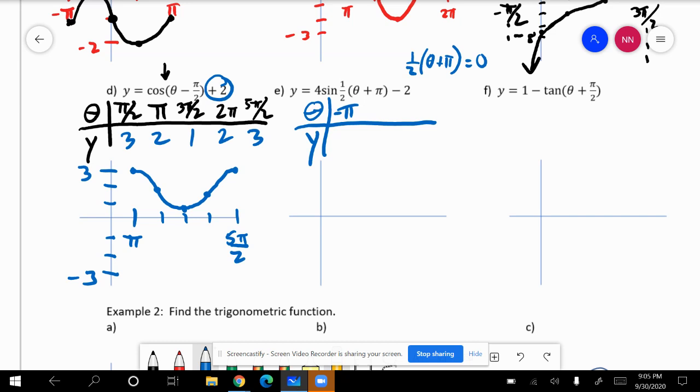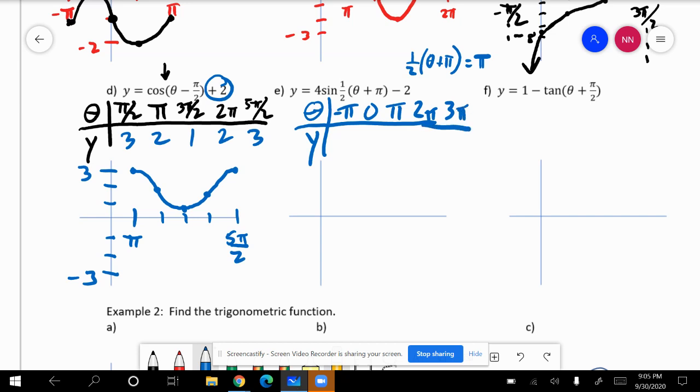For the next value for sine, what we have is pi halves. I multiply by 2, that gives me pi. I subtract pi, I get 0. For the next one, I multiply by 2, that gives me 2 pi. I subtract pi, that gives me pi. Now, if we're looking at the pattern, notice that we're going up by pi. So the next ones would be 2 pi and 3 pi.